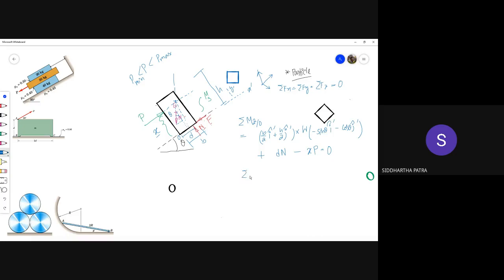Then if you do the summation of all the forces in the Y prime direction, that would be N minus W cos theta, I guess, because I chose P to be parallel to the plane, and that equals zero. So yes, again we have the familiar situation where N is W cos theta. So you can substitute that expression W cos theta, and can you get the expression for P in this case?